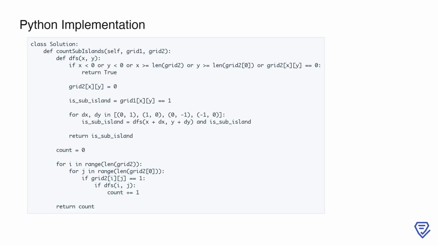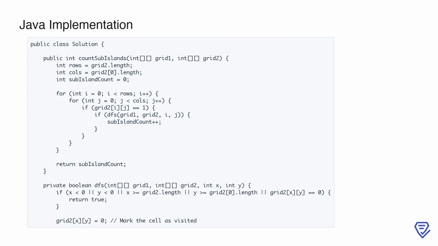5. Time complexity. The solution runs in O(m*n), where m and n are the dimensions of the grids. Each cell is processed at most once. 6. Space complexity. The space complexity is O(m*n) in the worst case due to recursion depth in DFS. This implementation is efficient and concise, making it well suited for the constraints of this problem.